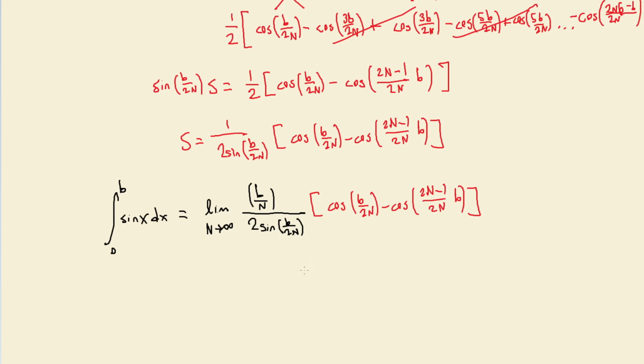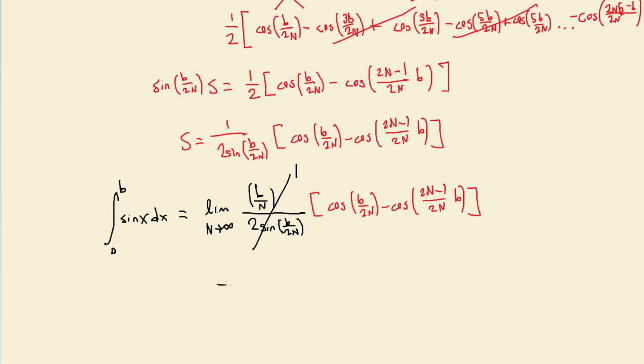And so that is to say, when we take the limit as n approaches infinity of this, sine of b over 2n is just going to become b over 2n. And when we multiply by the 2, it will become b over n. And so what this is going to reduce to is we'll have b over n in the numerator and b over n in the denominator, and this whole thing is just going to cancel nicely and be equal to 1.